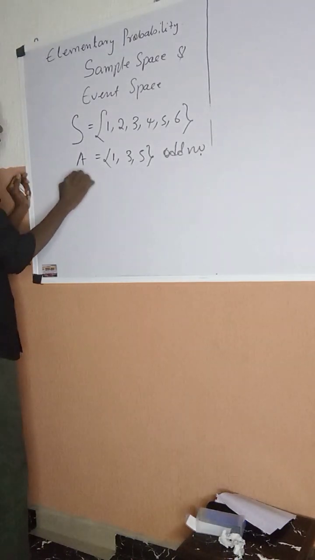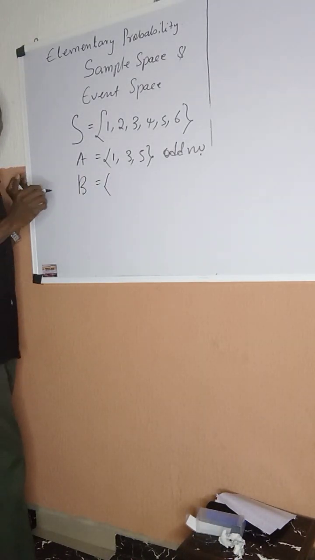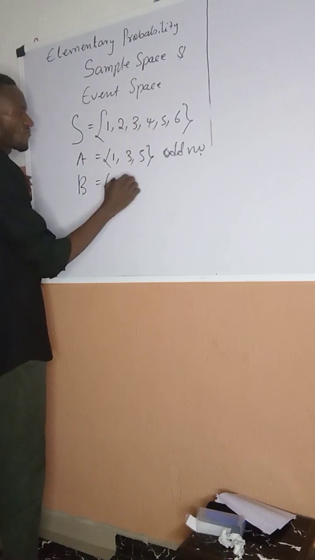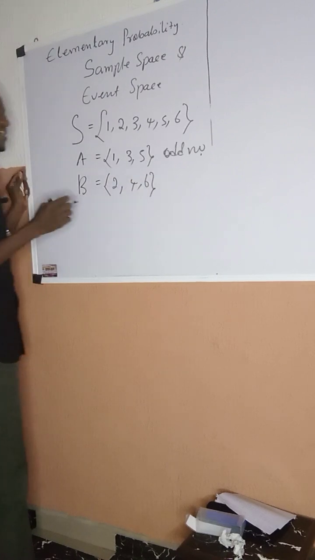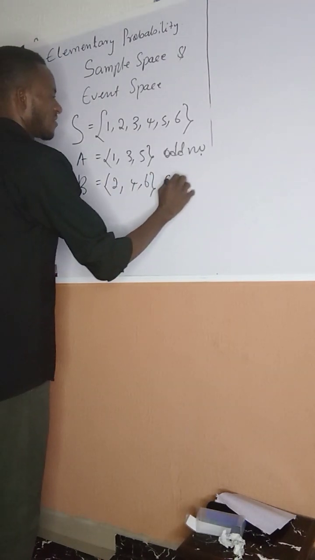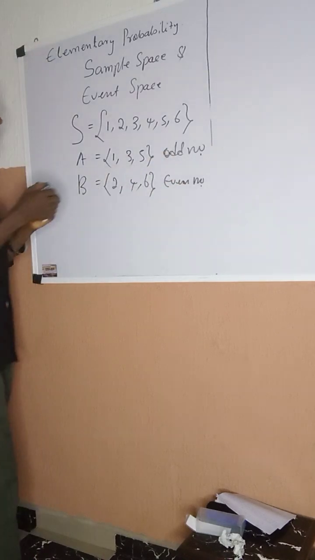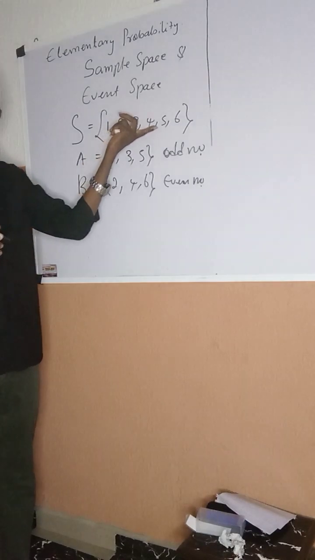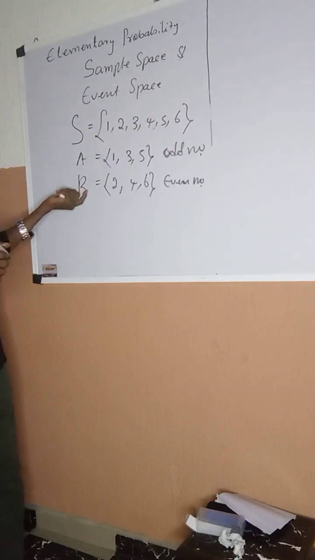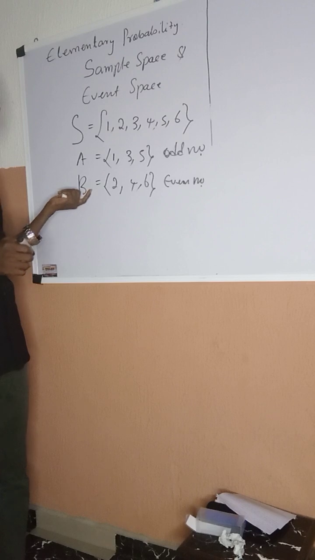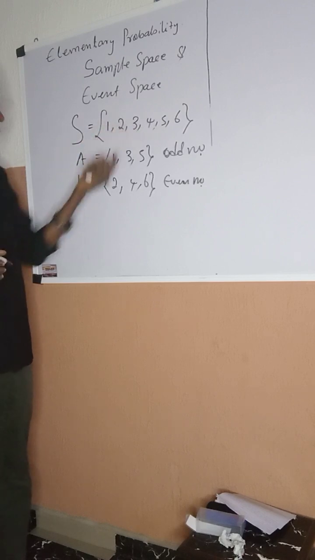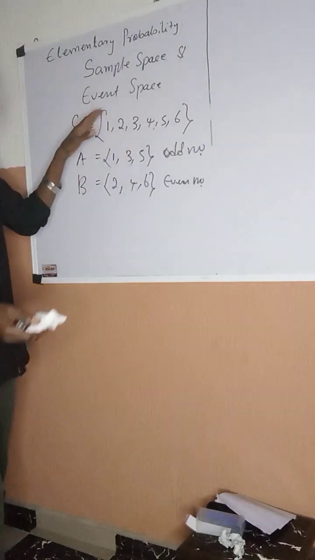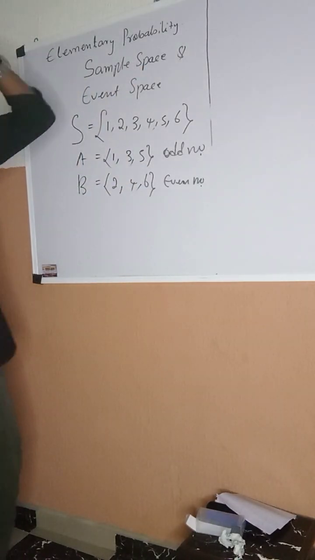Then I have a set B, that is going to be a set of even numbers, those that are going to be divided by 2 without a remainder. Of course, 2 will be there, 4 will be there, and 6 will be there. So here is what we call even numbers. Now this set A is an event because its members are contained in this sample space. And then this B is equally an event of the sample space because all the members contained in this B are in the sample space. That's what we call the sample space and then the event space.